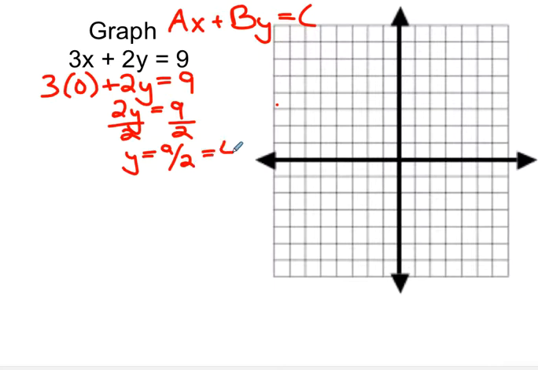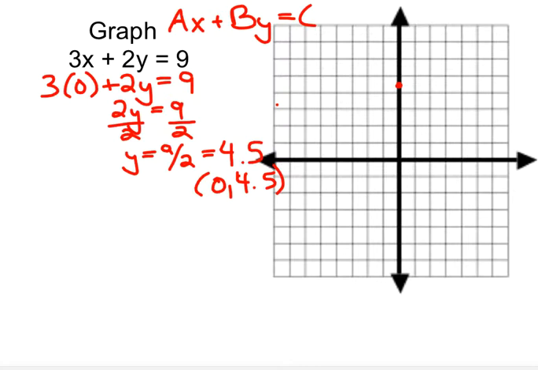So 4.5. So if I think about what coordinate that means, it means I plugged in 0, and I got a y value of 4.5. So 0, comma, 4.5. And I can plot that right on my graph. So I have 1, 2, 3, 4, and 4.5 is right there.